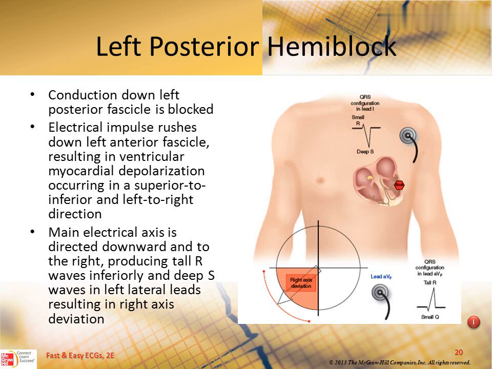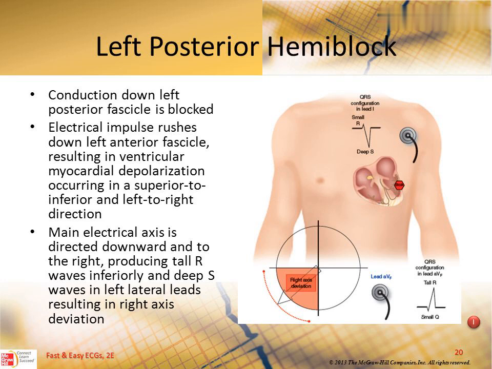Left posterior hemiblock. Conduction down the left posterior fascicle is blocked. The electrical impulse rushes down the left anterior fascicle, resulting in ventricular myocardial depolarization occurring in a superior to inferior and left to right direction. The main electrical axis is directed downward and to the right, producing tall R waves inferiorly and deep S waves in the left lateral leads, resulting in right axis deviation.